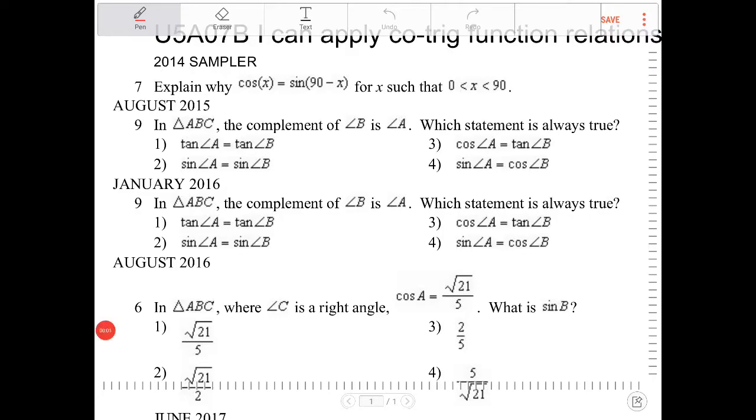Hello students, in this video I will go through exercise U5A07B where I will be applying concepts related to trig function identities. Let's take a look.